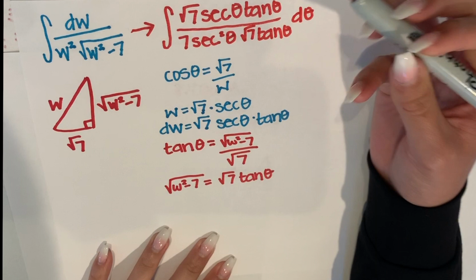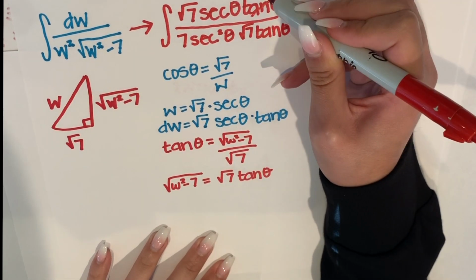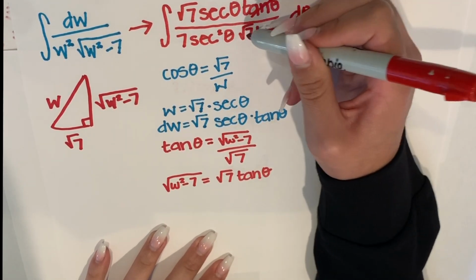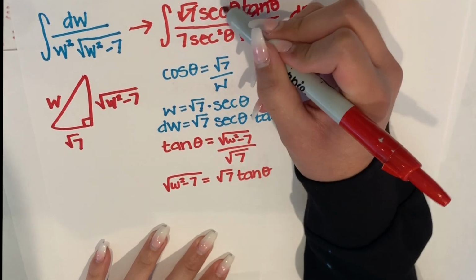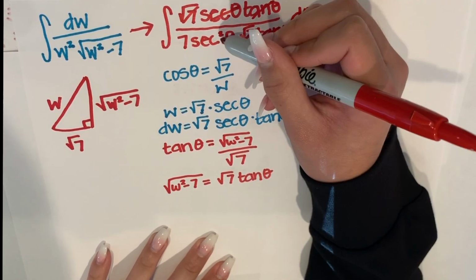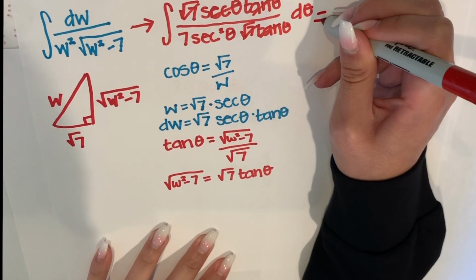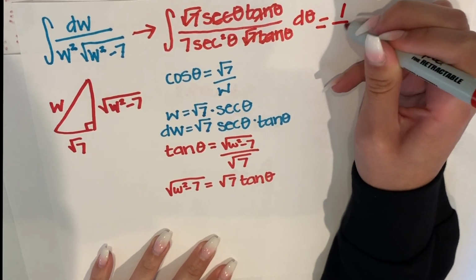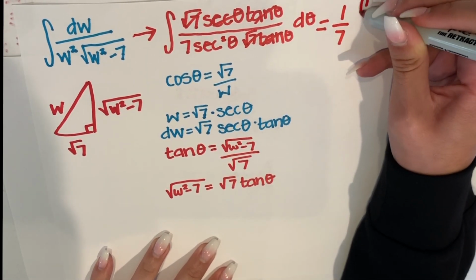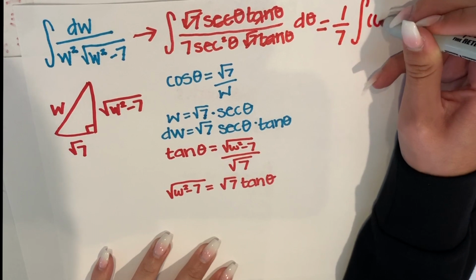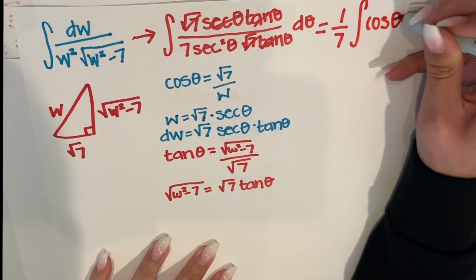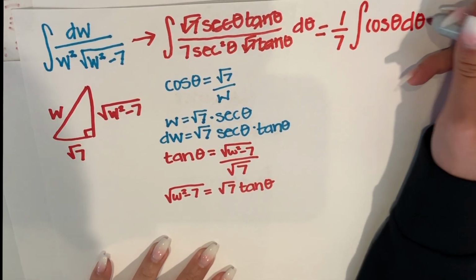So now we can cancel out tangent theta with the bottom tangent theta, the square root of 7, and since there's a secant squared on the denominator, we can cancel out the top secant, which now we can take out the 1/7. So it's 1/7, the integral, and then cosine theta d theta.